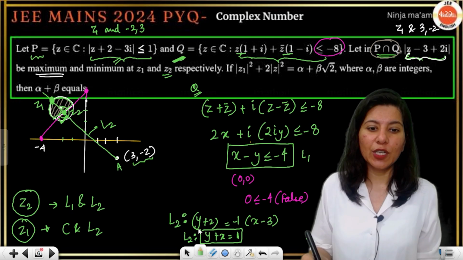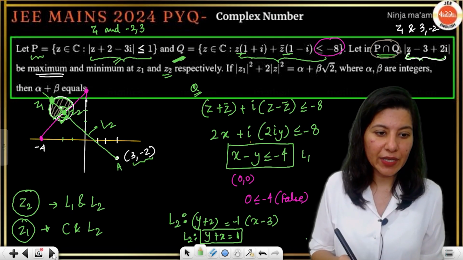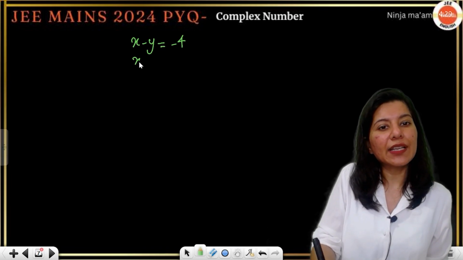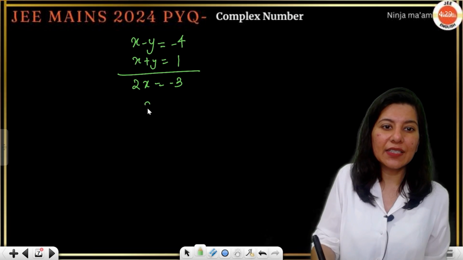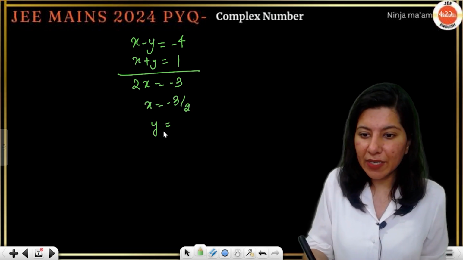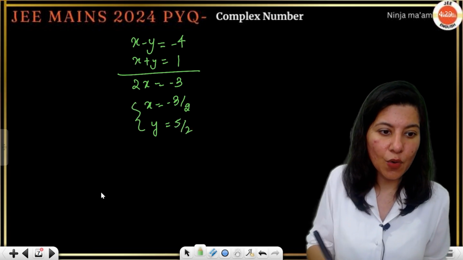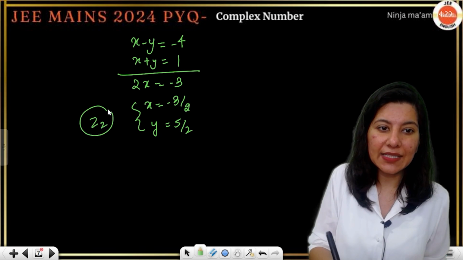This is your L2. So you need to solve L1 and L2 clearly to get z2. X minus y equals minus 4, x plus y equals 1. Just add. So 2x equals minus 3, x equals minus 3 by 2. The moment you put x equals minus 3 by 2, your y will become 5 by 2. This is your, which point, tell me? So this is your z2, as simple as that.